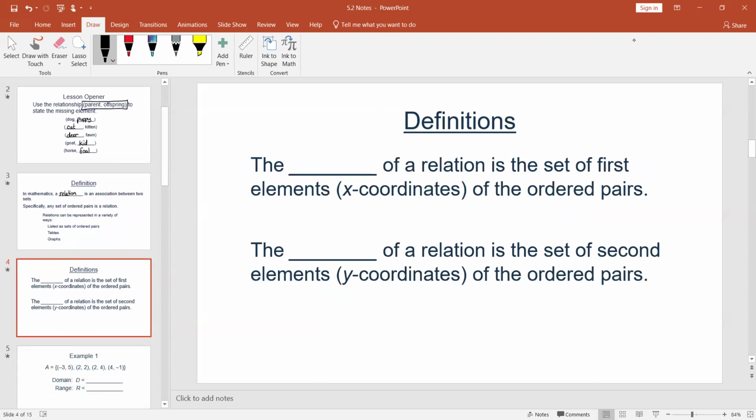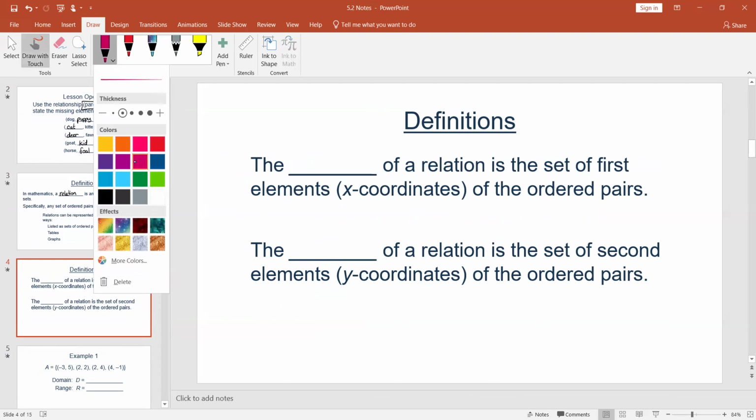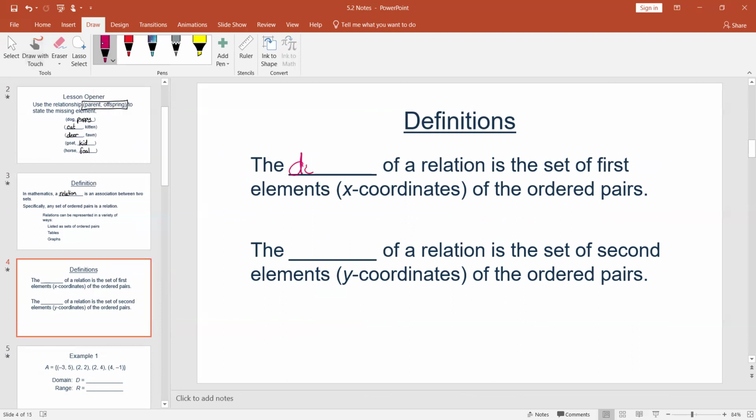All right, so let's talk about some more definitions. The relation is the set of first elements of the ordered pairs. This is what we call the domain. Sorry, I don't have my key in front of me, so I'm having to find my words here. The domain is the set of first elements, the x coordinates of the ordered pair. So the x coordinates of multiple ordered pairs make up your domain. Your range is the set of second elements, the y coordinates of the ordered pairs.